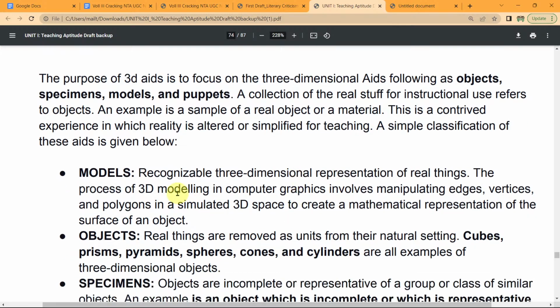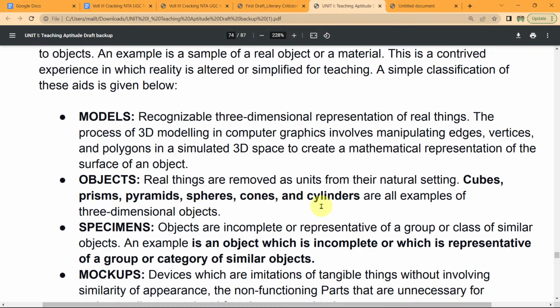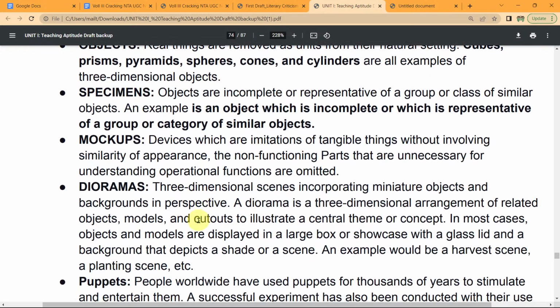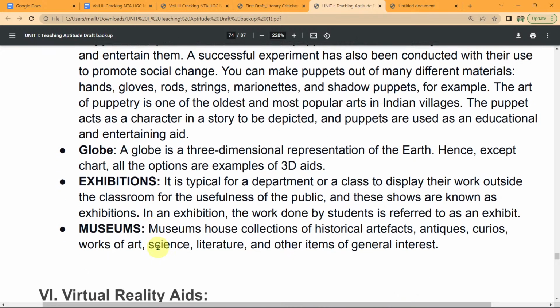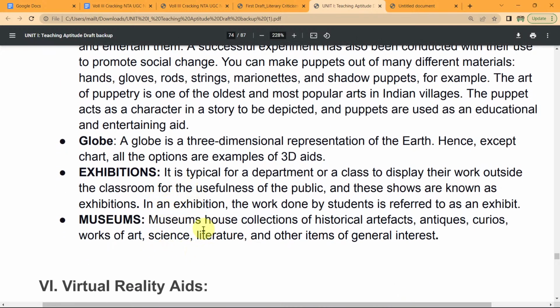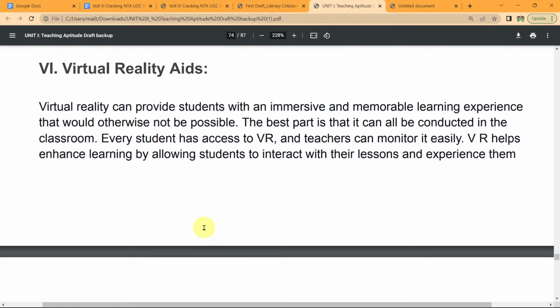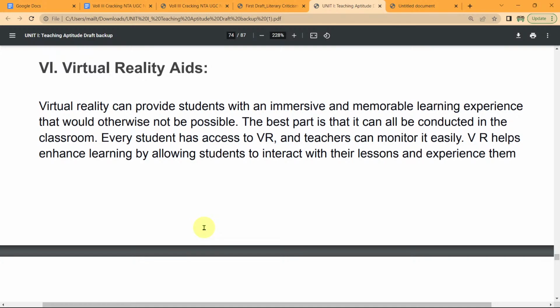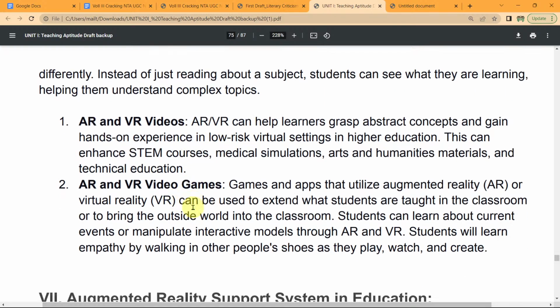So these models you should remember: models, objects which could be prism, pyramid, sphere, cones and cylinder, and specific mock-ups, diagram, puppets, globe, exhibition and museum. These are whatever you get. And virtual reality these days are very famous, where you get a headset where you experience through virtual reality. It could be AR, augmented reality, VR, virtual reality, video games.